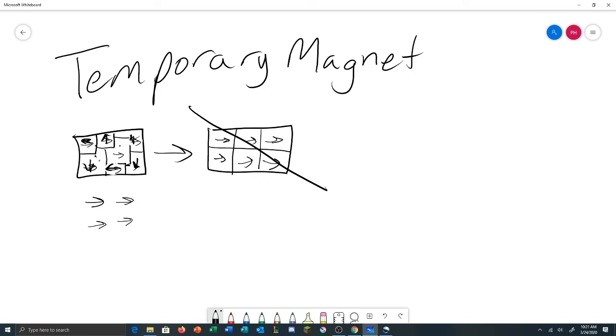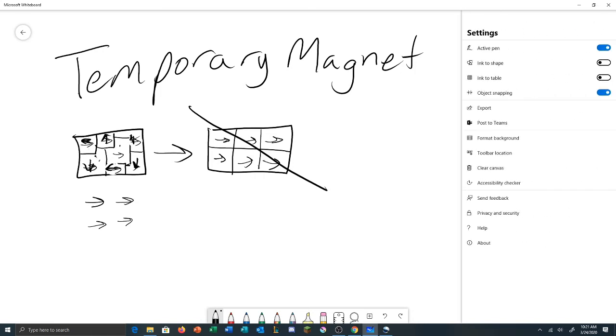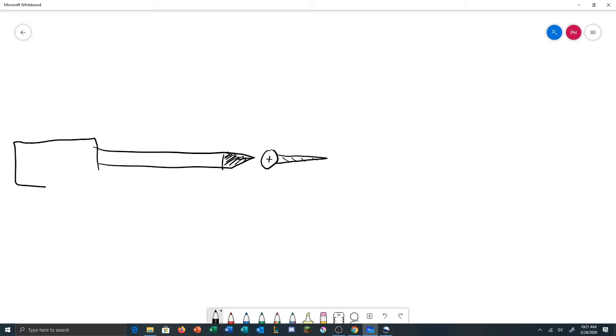Temporary magnets, yes, they can be magnetic for a time because they're next to another magnet, but as soon as you take that other magnet away, it's gone. That's the idea of if you had a magnetic screwdriver. So if you had this magnetic screwdriver here, and you took a screw, when this magnetic screwdriver goes into the screw, it becomes a magnet itself.